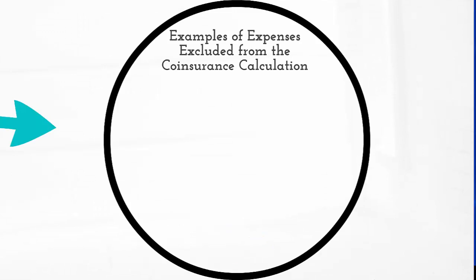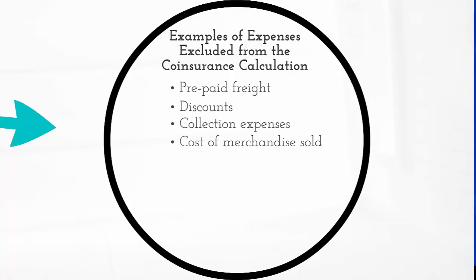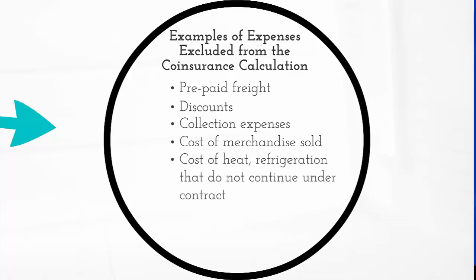Certain expenses are actually excluded from the coinsurance calculation, as mentioned before. For example, prepaid freight, discounts, collection expenses, cost of merchandise sold, cost of heat and refrigeration that do not continue under contract, and ordinary payroll excluded by endorsement. Because these things are not included in the coinsurance calculation, they don't reduce income as much as they otherwise would, and therefore result in the insured having to carry more insurance to meet the coinsurance requirements.